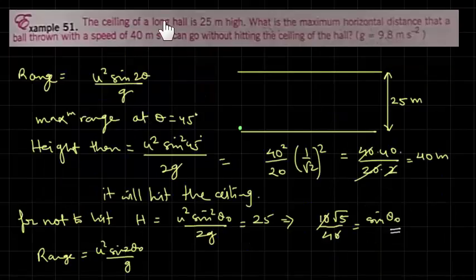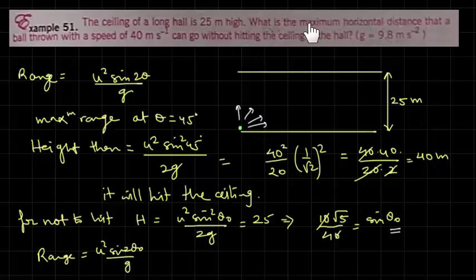So the next problem is: the ceiling of a long hall is 25 meter high. What is the maximum horizontal distance that a ball thrown with a speed of 40 meter per second can go without hitting the ceiling of the hall? g is equal to 9.8. So someone is throwing a ball from here and the ceiling is 25 meter high. You can throw it at any angle.